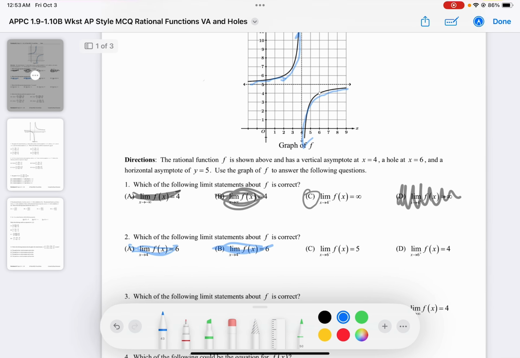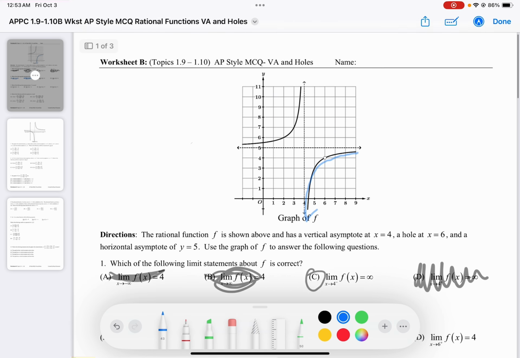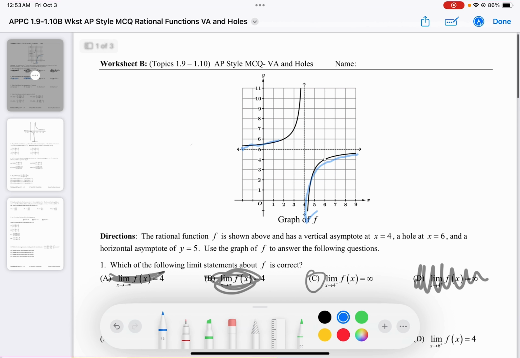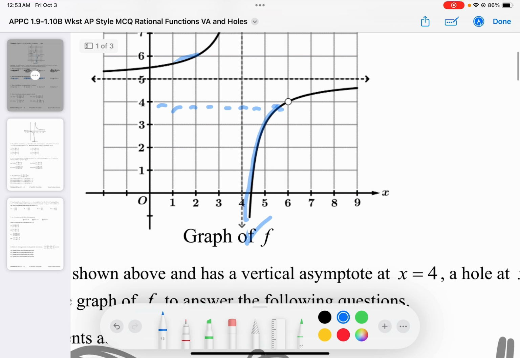The limit as x approaches 6 from the left equals 5. The limit as x approaches 6 from the left, where's 6? Oh. I'm approaching 6 from the left. It does not look like it equals 5. It looks like it equals 4. So that's not right. Oh, the limit as x approaches 6 from the right equals 4.